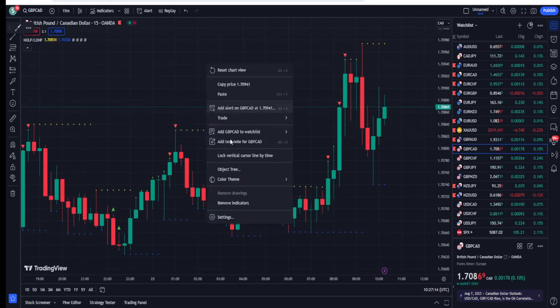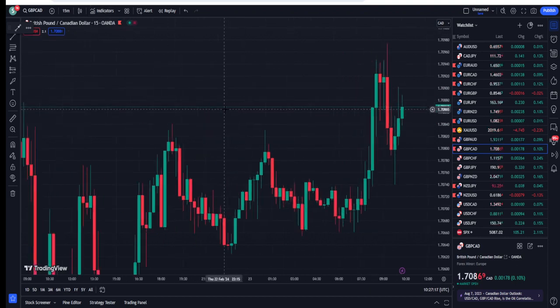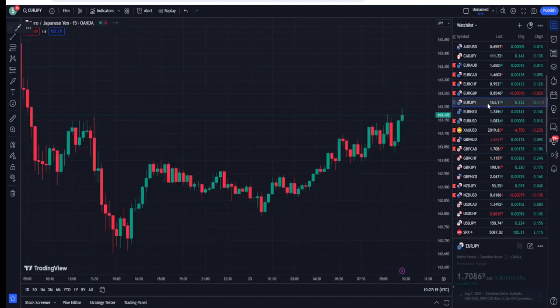Okay guys, so we are going to remove that indicator, and we will again find the indicator so that we can attach it on our screens.